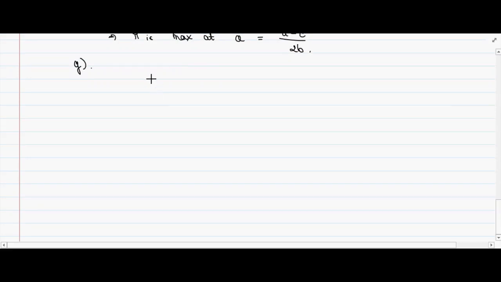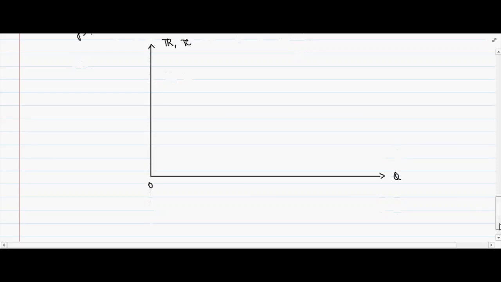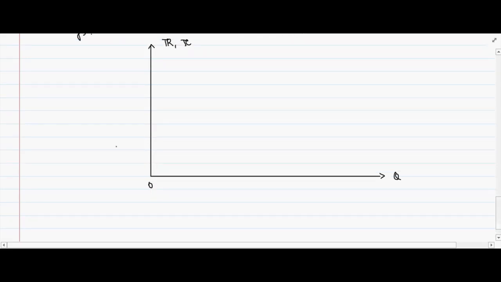Alright, so the first diagram is going to be about the total cost and the total revenue. So total revenue and the total cost, where the quantity Q over here is the output. Okay, so the easiest way to draw is to start with something easy.